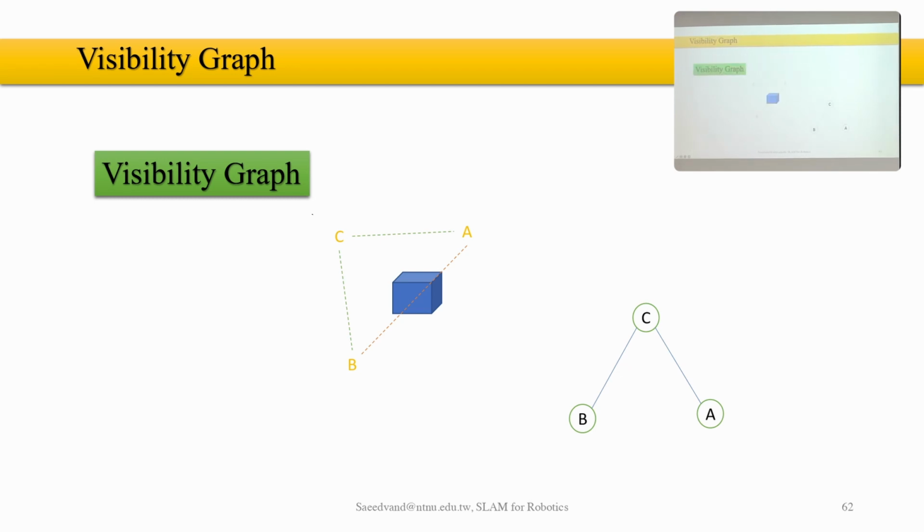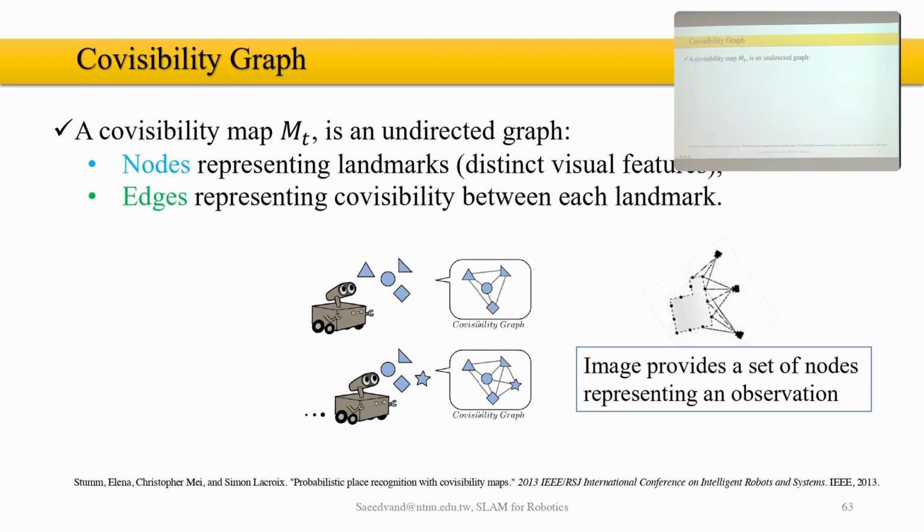So this is the visibility graph. On the other hand, we have the co-visibility graph. In the co-visibility graph, we have the map, which is an undirected graph with some nodes and some edges. All nodes represent landmarks, and edges represent co-visibility between each landmark. And how does it look like? It looks like this guy over here, where you can see the robot and some obstacles.